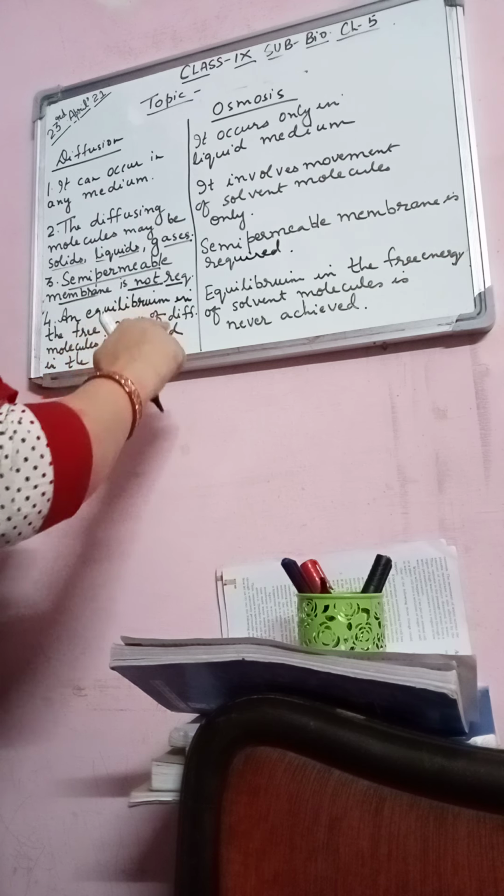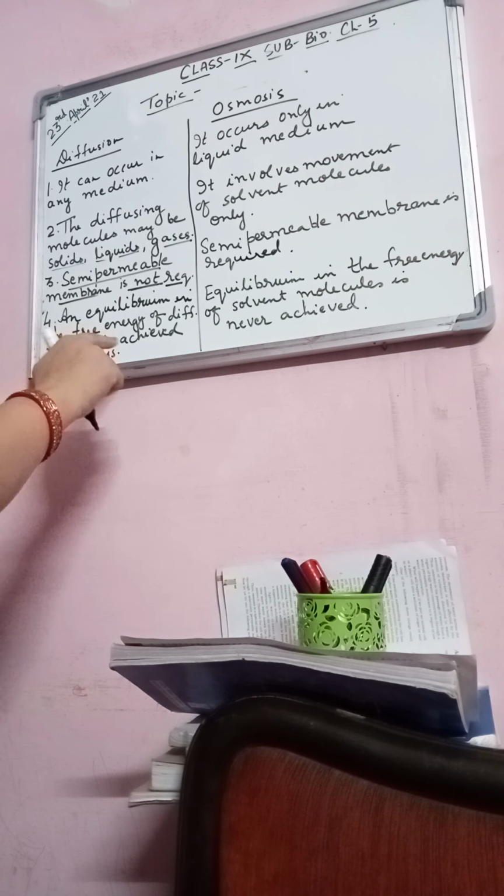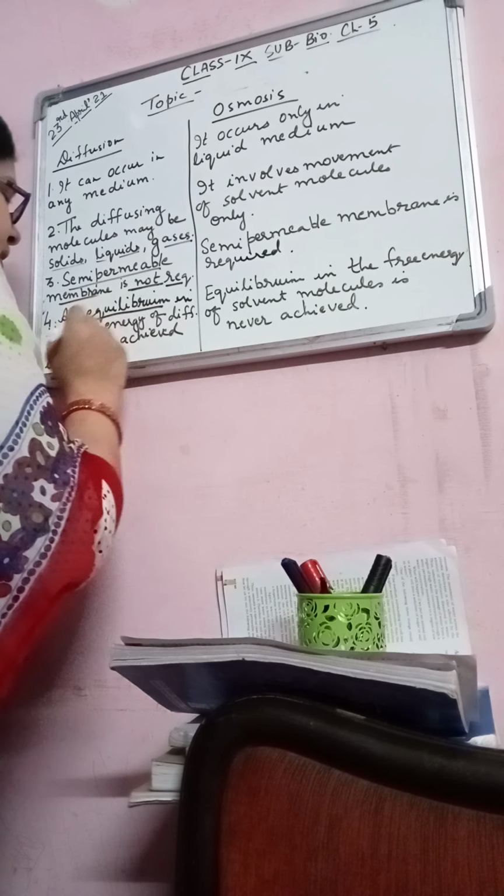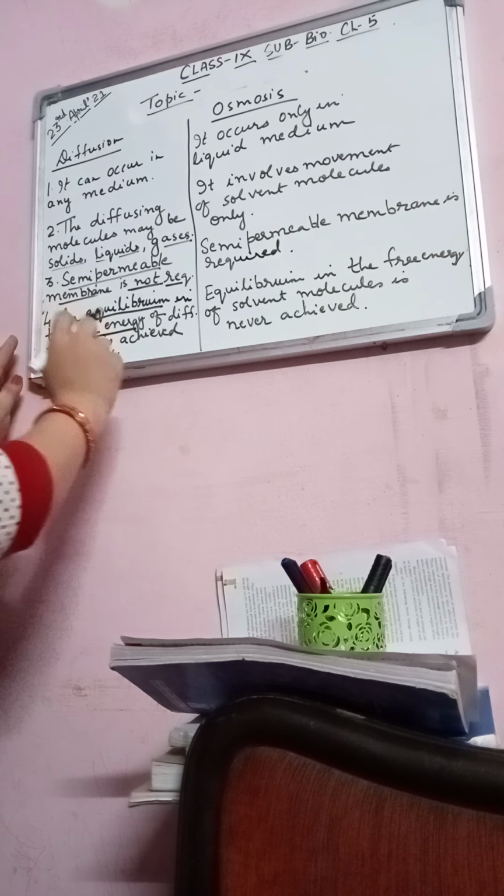Now the fourth difference is equilibrium. Equilibrium in the free energy of different molecules is achieved in the system. Equilibrium means equal. Free energy of different molecules is achieved, right? When the diffusion process occurs, then equilibrium in the free energy of diffusing molecules is achieved. In the process of diffusion, equilibrium is achieved, right?